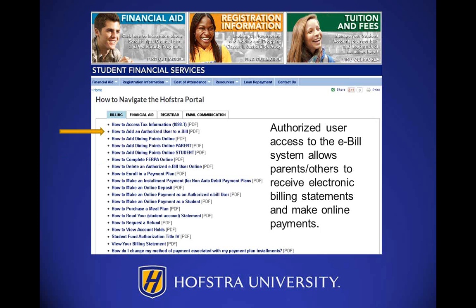Another important process the student should complete right away is granting authorized user access to the e-bill system, which allows parents or other people to receive electronic billing statements and make payments online if you choose to do so. Paper bills are only sent periodically, and therefore it is critical to have access to the most up-to-date information online.